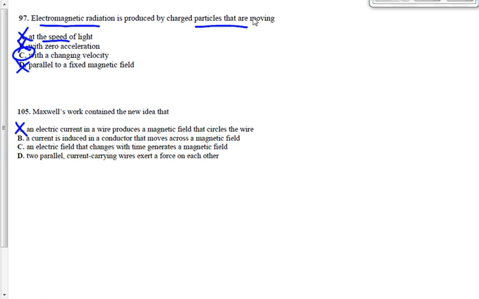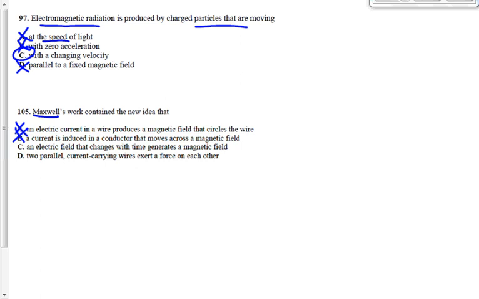B, a current is induced in a conductor that moves across a magnetic field. That's also not the correct answer. But we could quite easily change the question to make it the correct answer. What would we have to change it to? Not Maxwell, but... No, that was Oersted. Faraday? Yeah, Faraday. B would be correct if it was Faraday, not Maxwell.